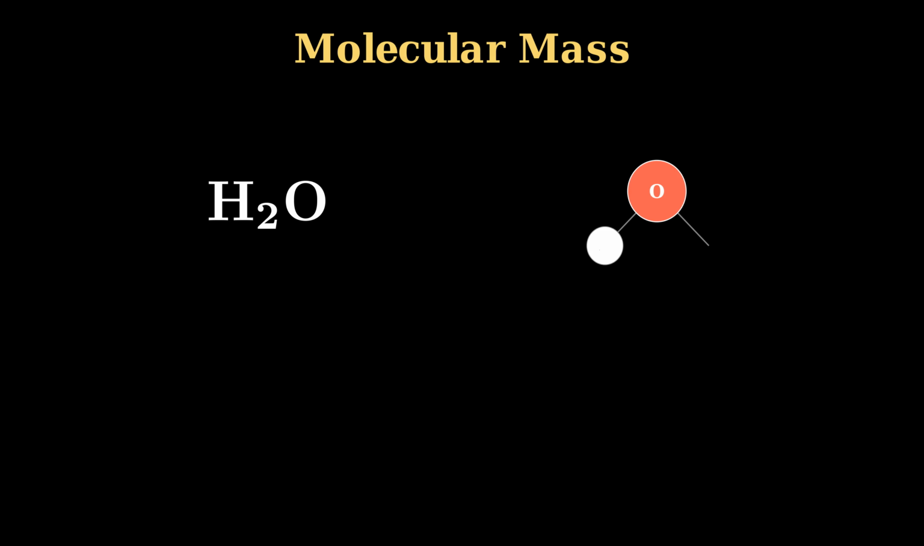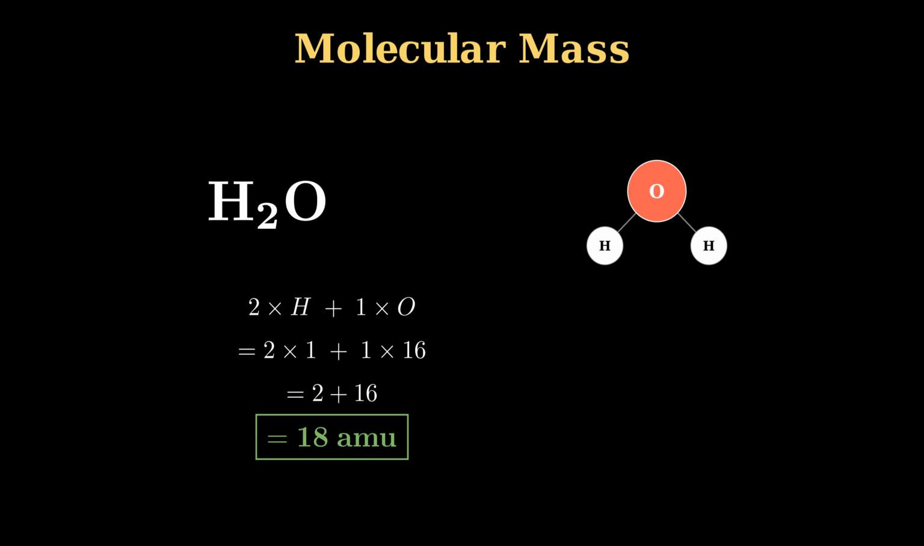Water, H2O, there are 2 hydrogen atoms and 1 oxygen atom. 2 times 1 plus 1 times 16 equals 18. The molecular mass of water is 18 AMU.